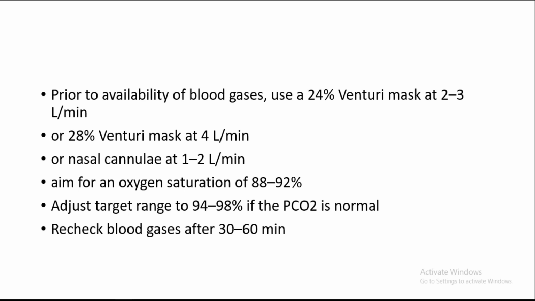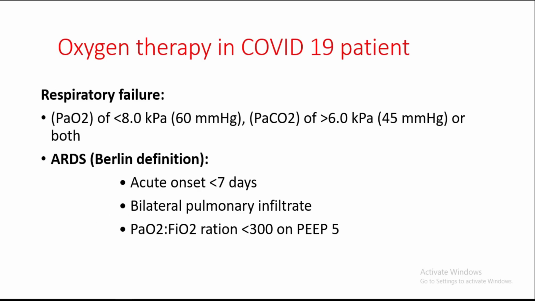Now I want to talk something about oxygen therapy in COVID-19 patient in very brief, according to the Bangladesh National Guideline on COVID-19 version 7. Respiratory failure is defined as partial pressure of oxygen less than 8 kilopascal or 60 mm of mercury, or partial pressure of carbon dioxide more than 6 kilopascal or 45 mm of mercury, or both.